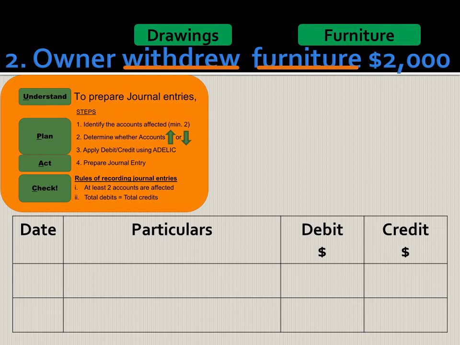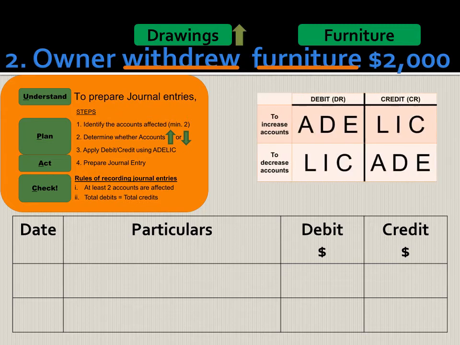Drawings took place, which means that drawing has occurred. And when drawing occurs, the account increases. Since the drawings account has increased, making use of our ADE LIC table, we would need to debit the drawings account. Looking at the furniture account, when the owner withdrew furniture, the furniture account decreases. Furniture is an asset, and when an asset decreases, we would need to credit the account.